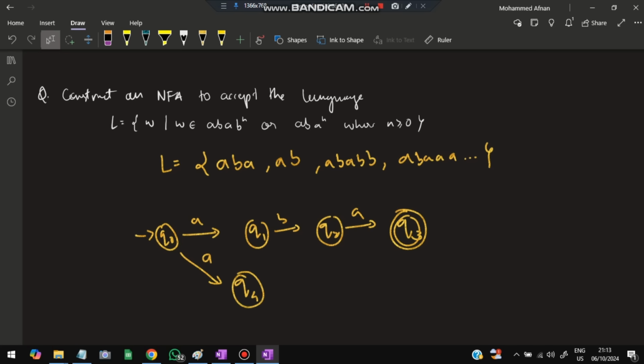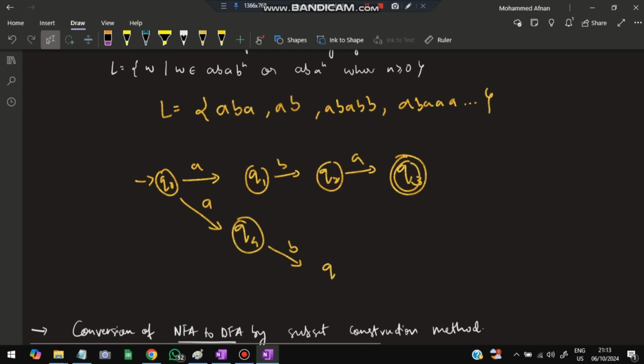Okay. Q4 A, and then it will have a B here. A, B should be accepted. Q4, and here it will be Q5. Okay, this is also accepted. Okay, and it can have n number of A's after this, and here it can have n number of B's after this, right? Because it is power n, right? So this should be there, and rest of all the things you need not define. Okay, so these are a few examples of NFA.